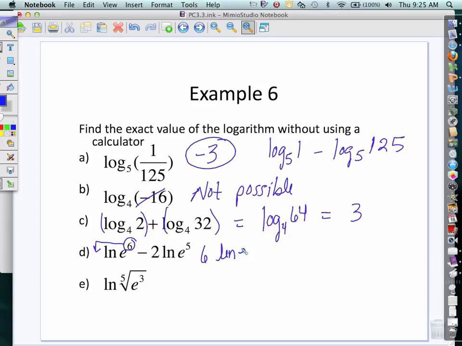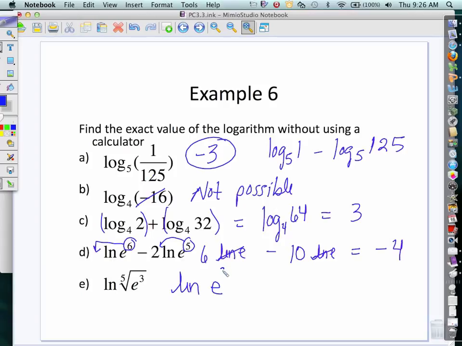On letter D, this 6 can be the exponent in front, so 6 natural log of e minus, and you can put the 5 in front as well, that'd be multiplying it times 2, so 10 natural log of e. That's just 6 minus 10, so -4. The natural log of e, they're inverses of each other.